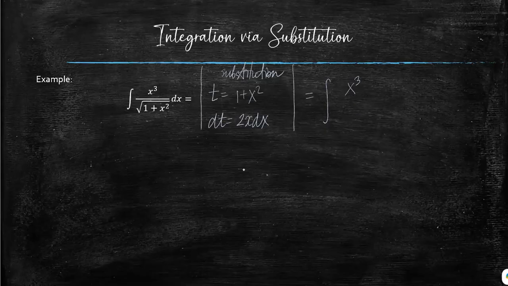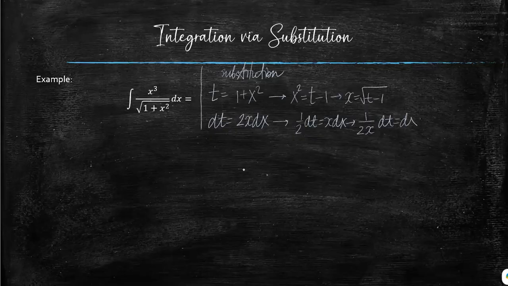So when you run into an issue like this, where things don't cancel, consider doing this. Solve for x. So turn this into, first, x squared equals t minus 1, and then x equals square root of t minus 1, and turn this into, first, 1/2 of dt equals x dx. That could be helpful. Or, if that's not helpful, you can turn this into dx equals 1 over 2x dt. And now substitution becomes more straightforward.